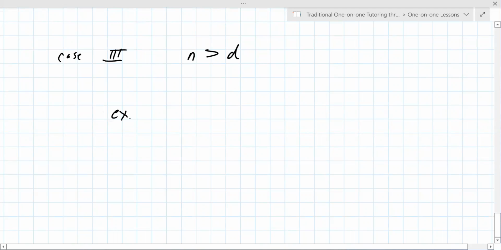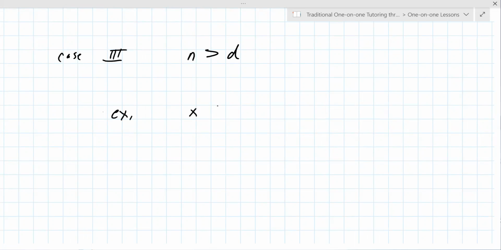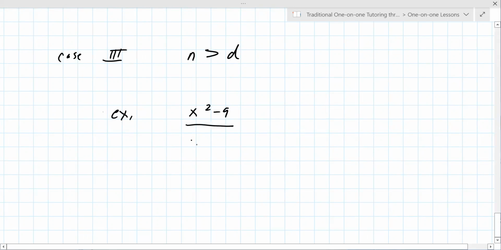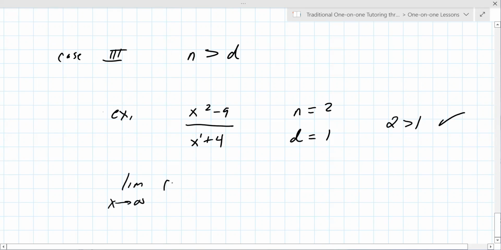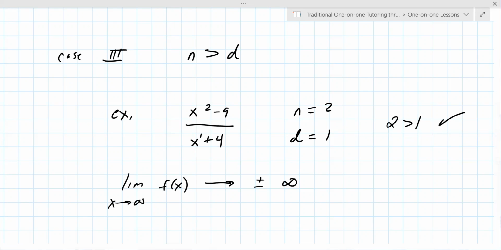Okay, and you're like, okay, well, what does that mean? Let's look at an example. Let's say it's, let me go back and look at your functions. Let's say it's x squared minus 9 over x plus 4. Okay, the degree of the numerator is 2, the degree of the denominator is 1. Do you agree that 2 is greater than 1? Yes. So the limit here, as x goes to infinity, f of x, either goes to plus or minus infinity depending on some other things, which we'll talk about.